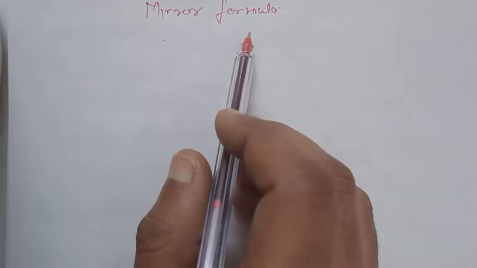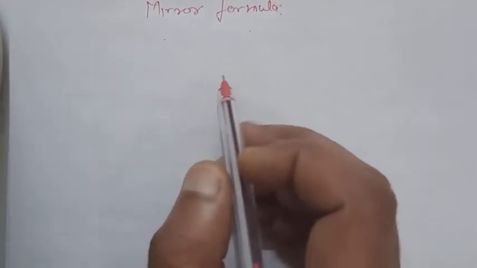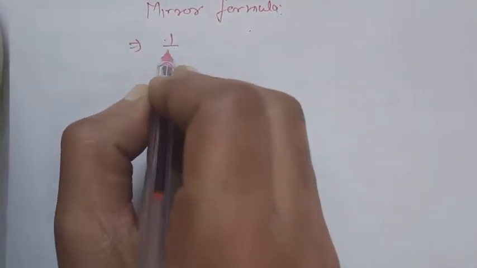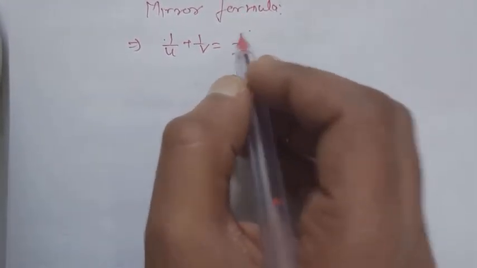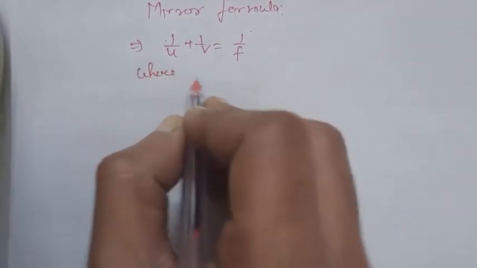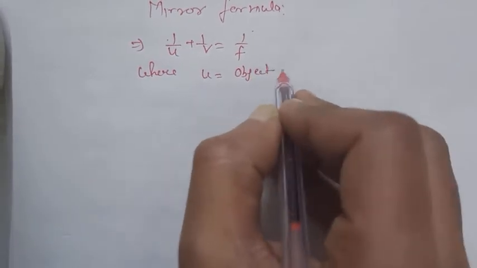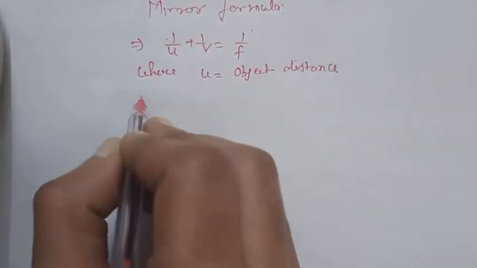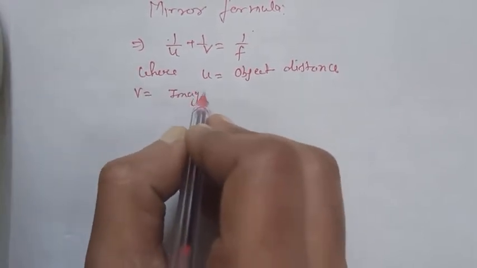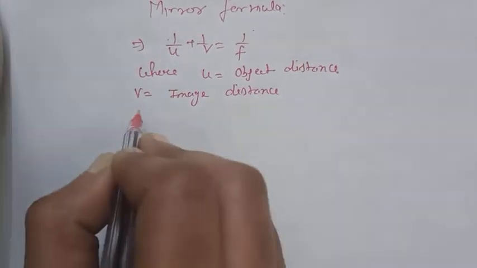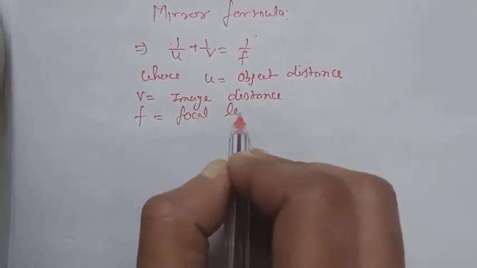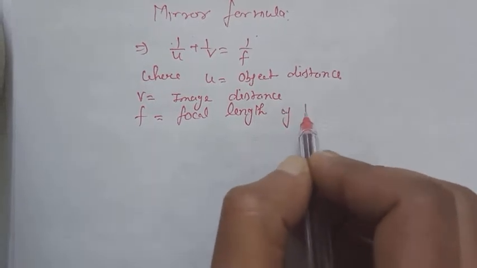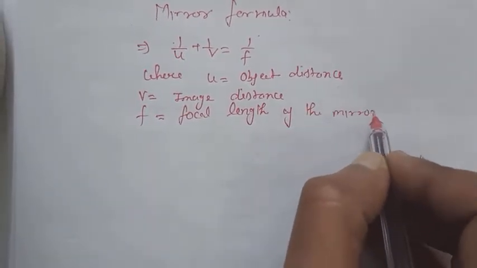Mirror formula is a mathematical relationship between object distance, image distance, and focal length, which is given by 1 upon u plus 1 upon v equal 1 upon f, where the symbols have the following meanings: u equals object distance, v equals image distance, f equals focal length of the mirror, whatever mirror we are using.